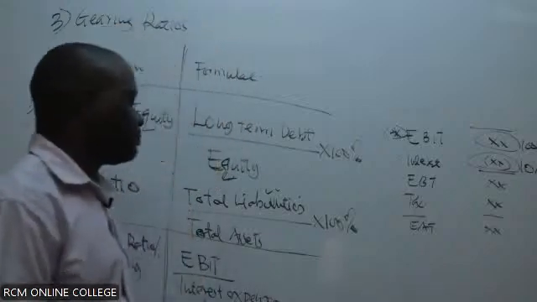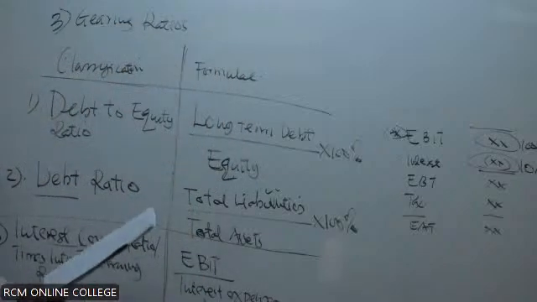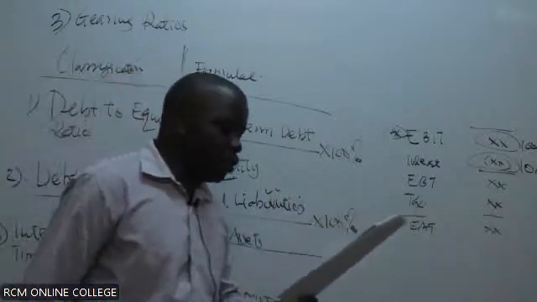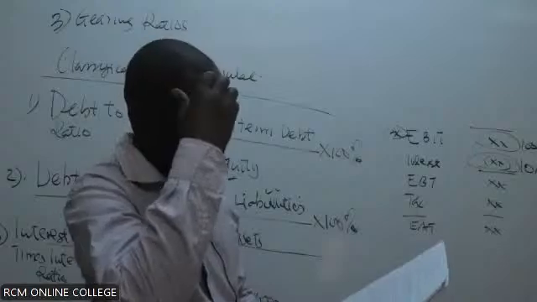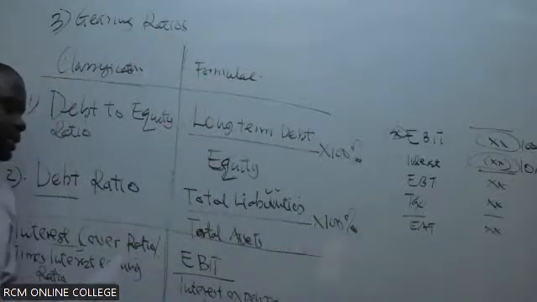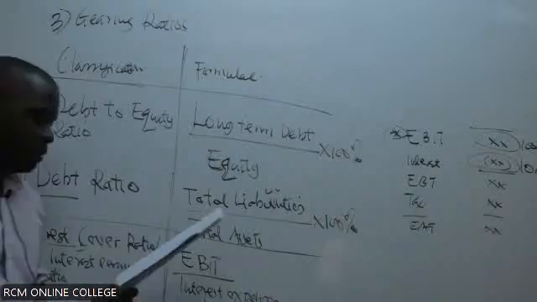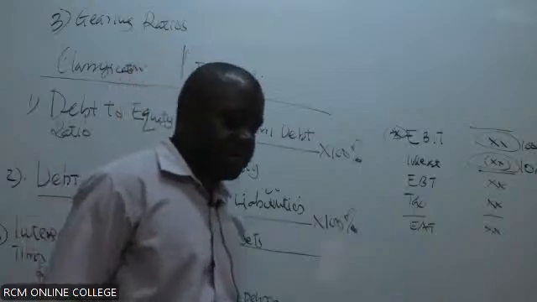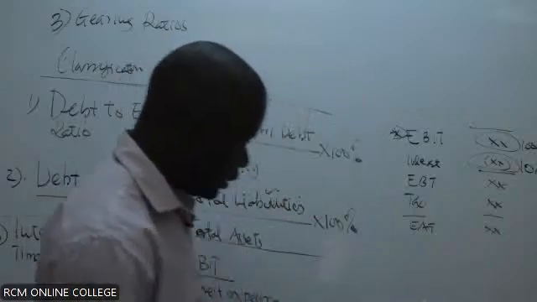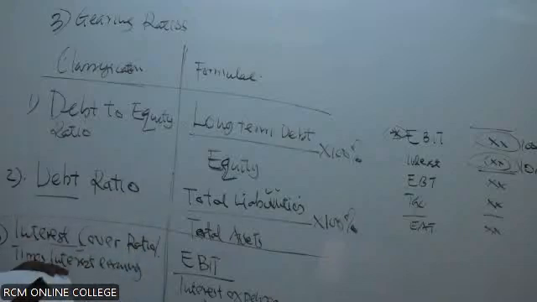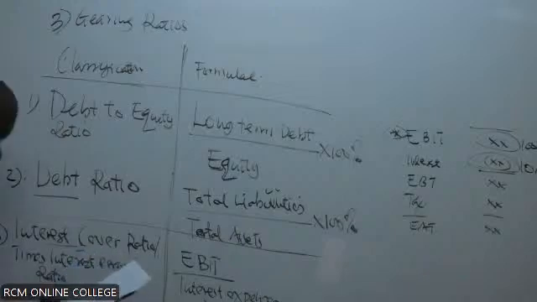It indicates the number of times interest expense can be paid from operating profits.